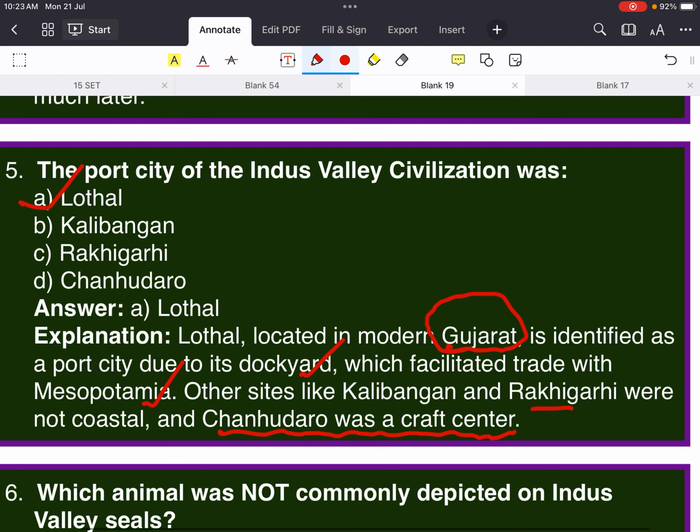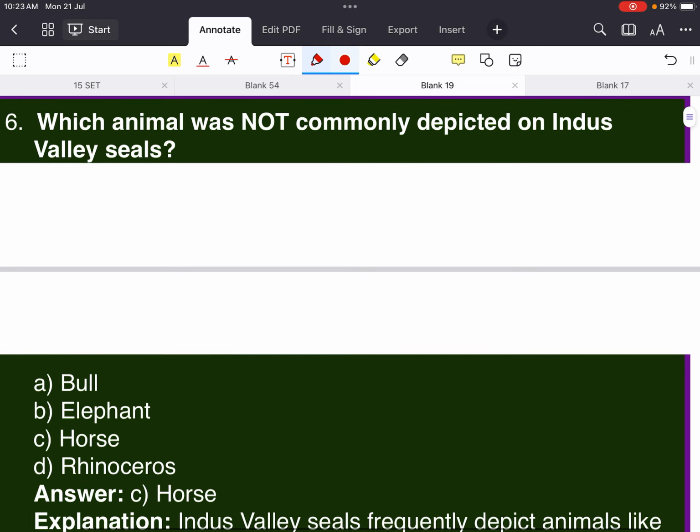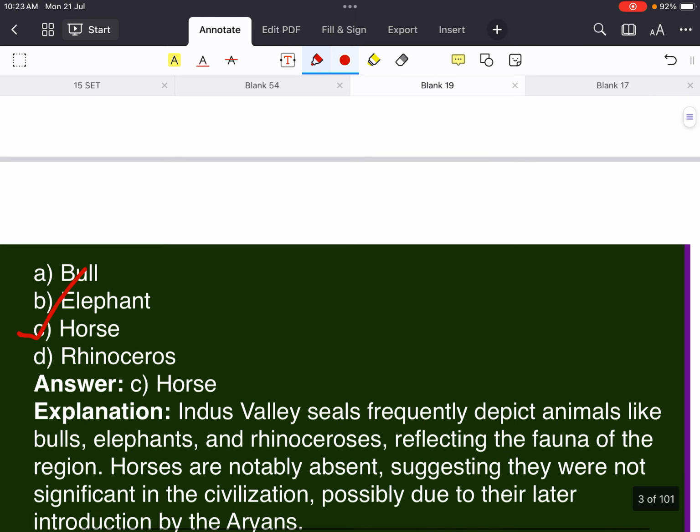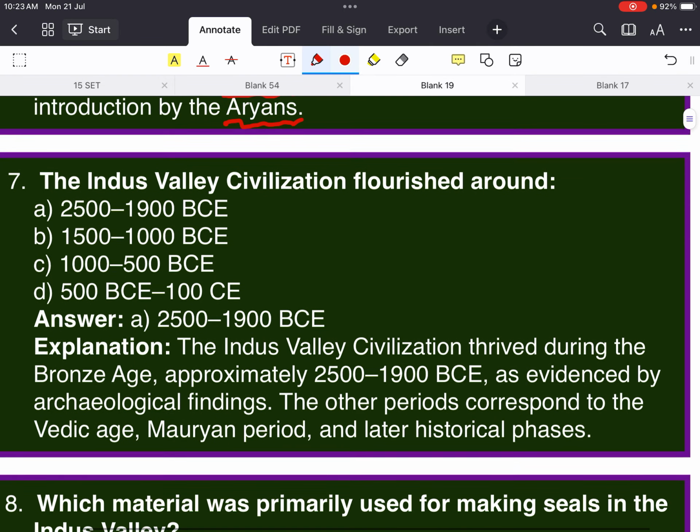Remember this. Which animal was not commonly depicted on Indus Valley seals? That is the horse, option C. Indus Valley seals frequently depict animals like bulls, elephants, and rhinoceros, reflecting the fauna of the region. Horses are absent, suggesting they were not significant in the civilization, possibly due to their later introduction by the Aryans.